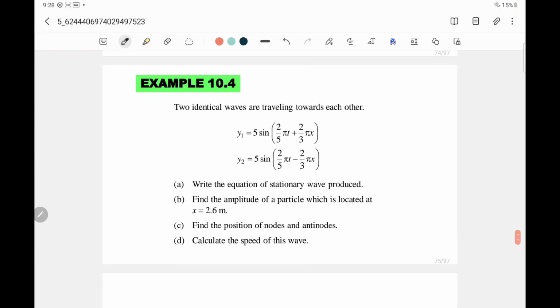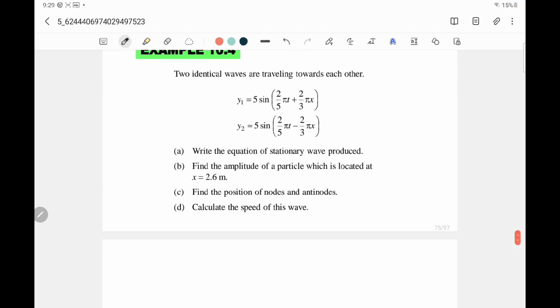Alright, so example 10.4, we have two identical waves traveling towards each other. So we have y1 is equal to 5 sine (2/5 pi t plus 2/3 pi x). Okay, y2 we have 5 sine (2/5 pi t minus 2/3 pi x). So two identical waves, this one is the progressive wave. Okay, remember, how can the stationary wave be produced? When two waves with the same amplitude, same frequency, traveling in opposite directions will produce a stationary wave.